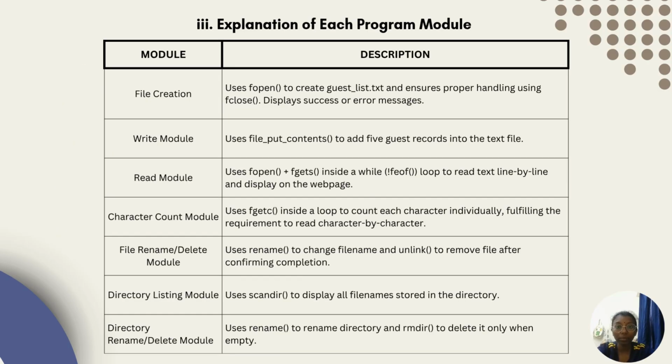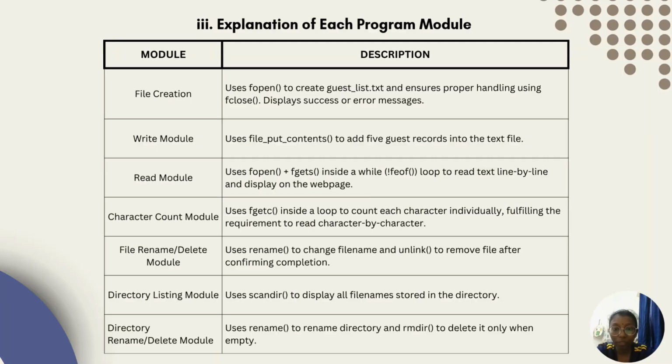The third finding is the explanation of each program module. These are the modules and the descriptions. First is the file creation module. It uses the fopen method to create the guest list text and ensures proper handling using the fclose method. It displays success or error messages. Second is the write module. It uses the file_put_contents method to add 5 guest records into the text file. Third is the read module. It uses the fopen method and the fgets method inside a while loop with the feof method to read text line by line and display it on the web page.